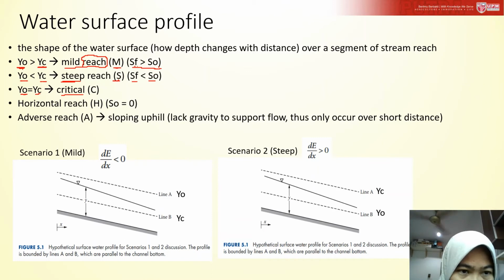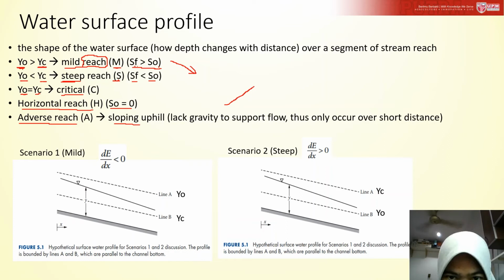We have another one. This is horizontal reach. Horizontal reach happens when the slope is equal to 0. So there is no slope basically. Finally, adverse reach means the channel is sloping uphill, so it goes upward like this. Instead of this one which goes down like this, for adverse reach it goes up. Because it goes up, it lacks gravity to support flow, thus it only occurs over short distance.